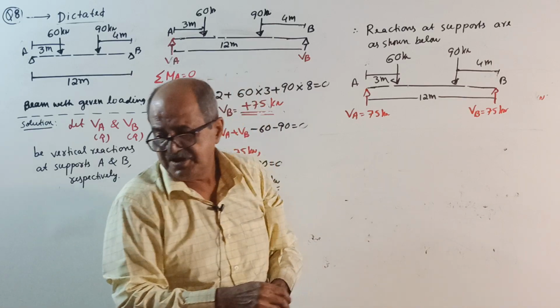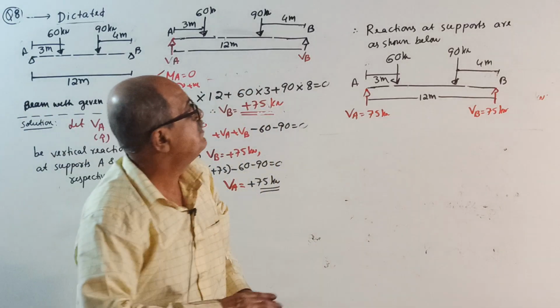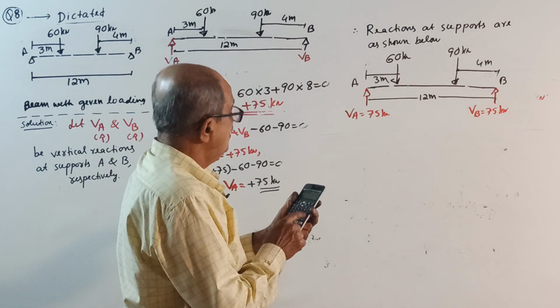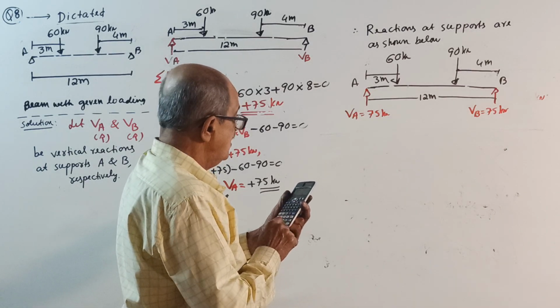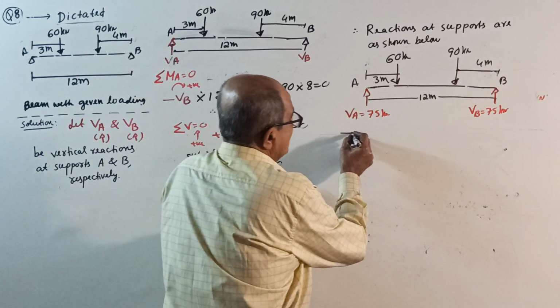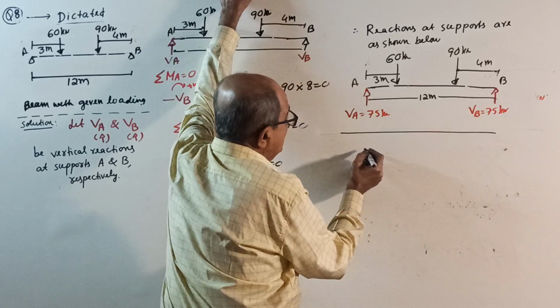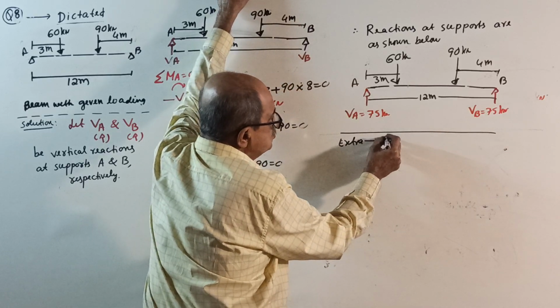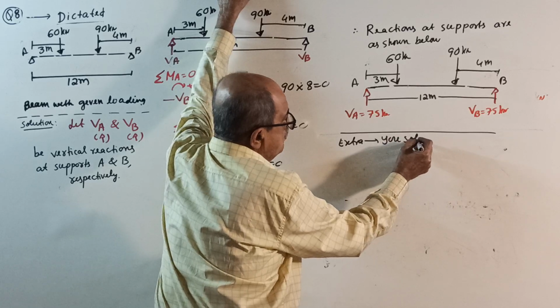I will do one thing. I check the answer by taking a moment about that point. 90 into 4 plus 60 into 9 divided by 12, 75, correct? Okay, and over. Now do one thing. Since both came equal, you take one extra question. Extra question, you solve. I will give direct answer.